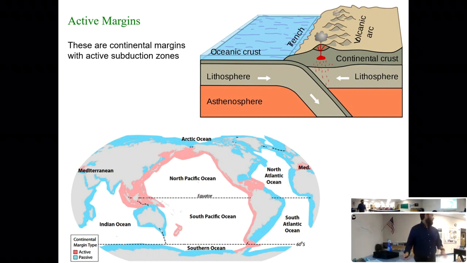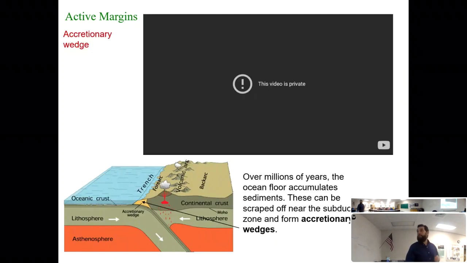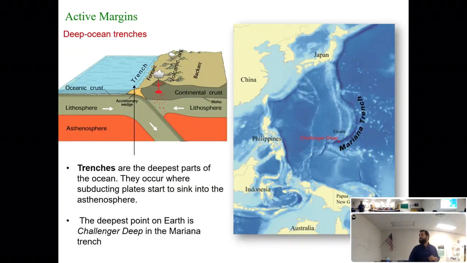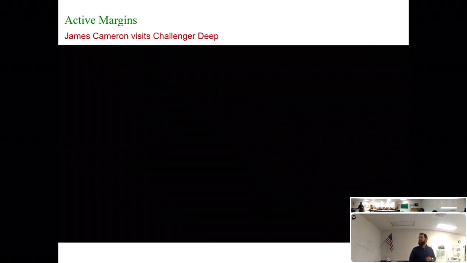And the trenches are the deepest parts of the ocean. So they're found at active continental margins. They contain the Mariana Trench, you might know, which is off the coast of Guam. That contains the deepest part of the ocean, which is Challenger Deep, right? So there's Guam right there, Challenger Deep, the Mariana Trench. The Mariana Trench extends all the way to Japan. Sorry, I said Philippines. I meant Japan.